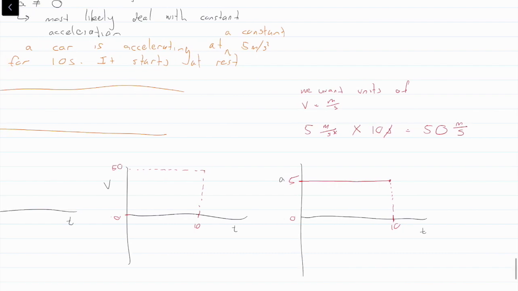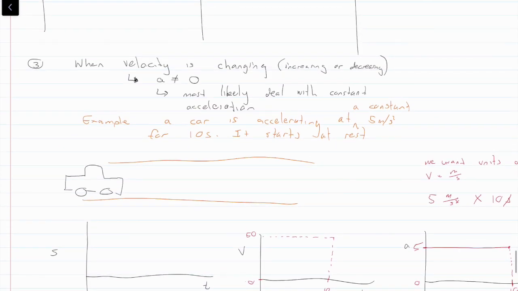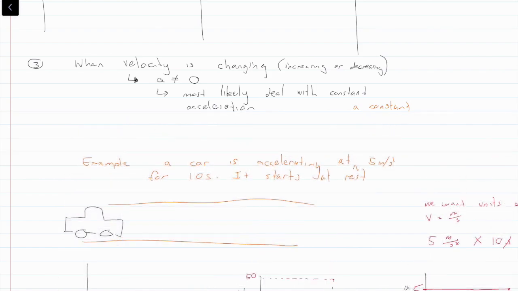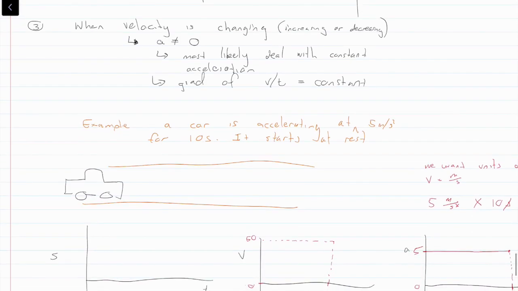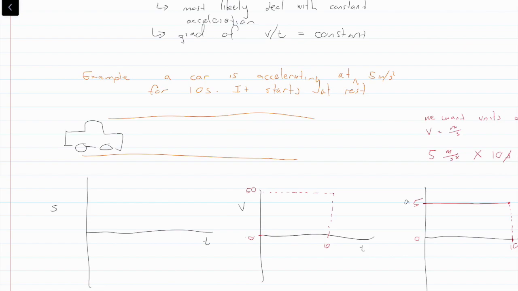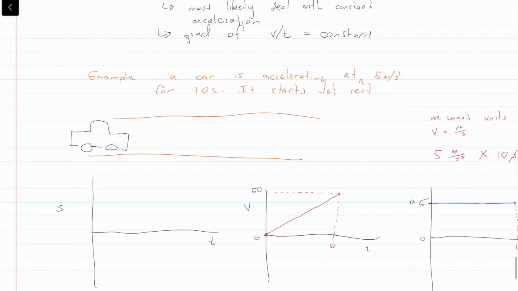Okay, so when we have constant acceleration, the gradient of our velocity time graph must equal a constant. So what we have is the point (0, 0) and the point (10, 50) being joined by a straight line graph. Now the question is what's happening with our displacement time graph.